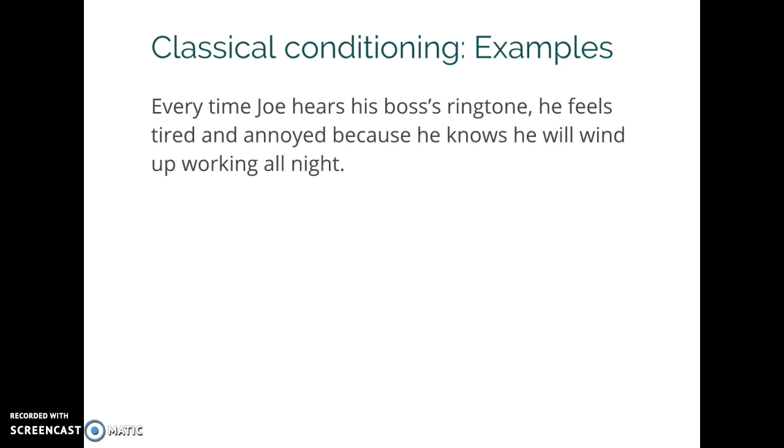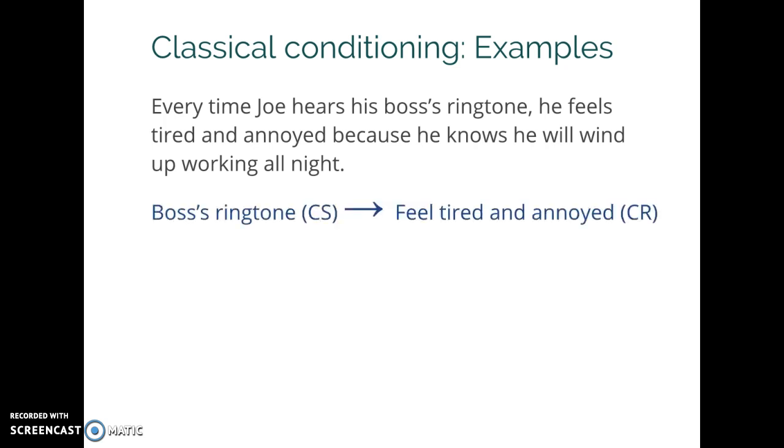Now, there are different ways you can approach these when you're trying to figure out the different components. Personally, I usually find it easiest to start with the conditioned stimulus and response and then work my way backwards. So in this case, we could say, okay, the conditioned stimulus is hearing the ringtone, and his conditioned response is feeling tired and annoyed. And if we work backwards and we say, well, what's going on here? Why does he have this reaction to the ringtone?